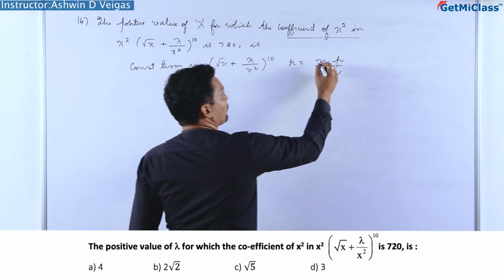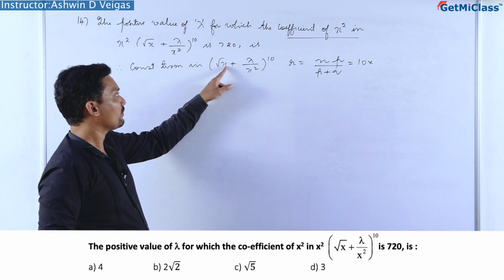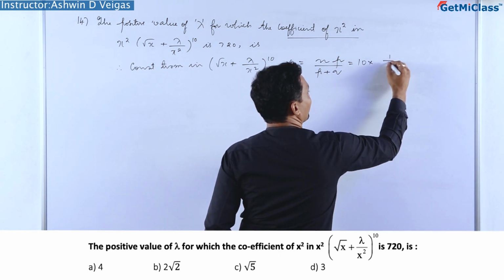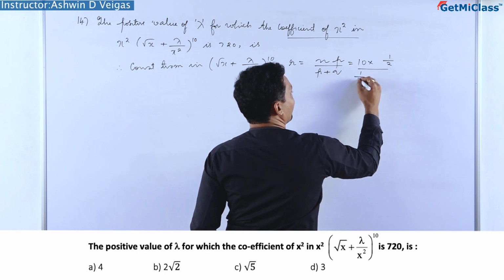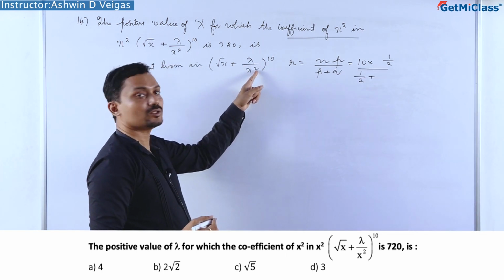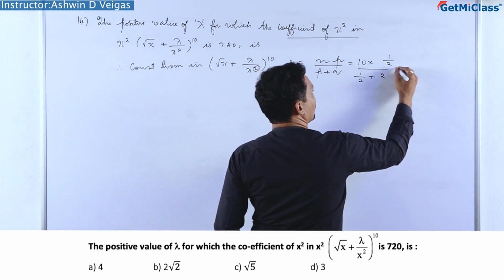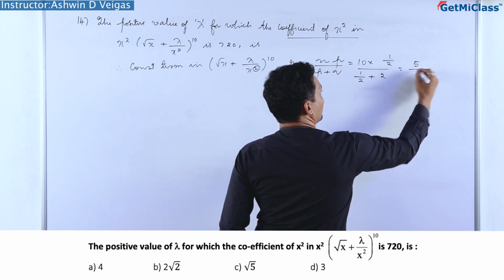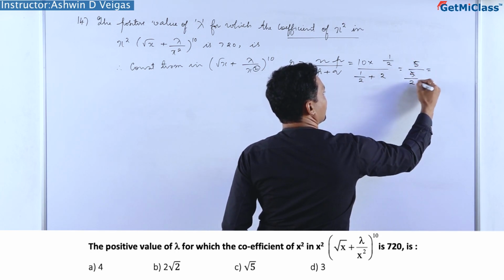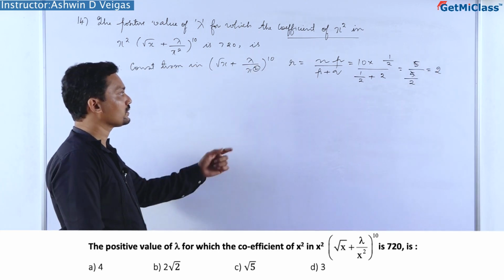Now, the value of n is 10, into p. p is the power of x in the first term, that is half, for root x. So, p is half, divided by p again, which is half, plus q. q is the power of x in the second term when x is in the denominator, so this is exactly 2. Therefore, 10 by 2 is 5, and half plus 2 is 5 by 2. So, this cancels, and you will get the value of r as 2. So, r is 2 here.